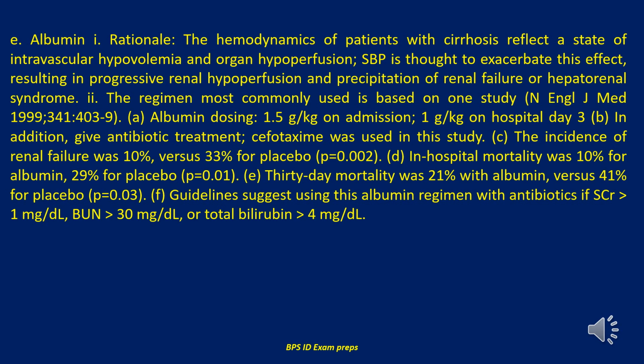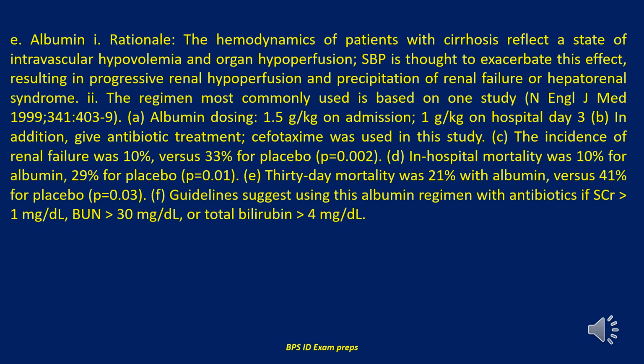1. The rationale is that the hemodynamics of patients with cirrhosis reflect a state of intravascular hypovolemia and organ hypoperfusion. SBP is thought to exacerbate this effect, resulting in progressive renal hypoperfusion and precipitation of renal failure or hepatorenal syndrome. 2. The regimen most commonly used is based on one study as published in the New England Journal of Medicine in 1999. A. The albumin dosing is 1.5 grams per kilogram on admission, and 1 gram per kilogram on hospital day 3.